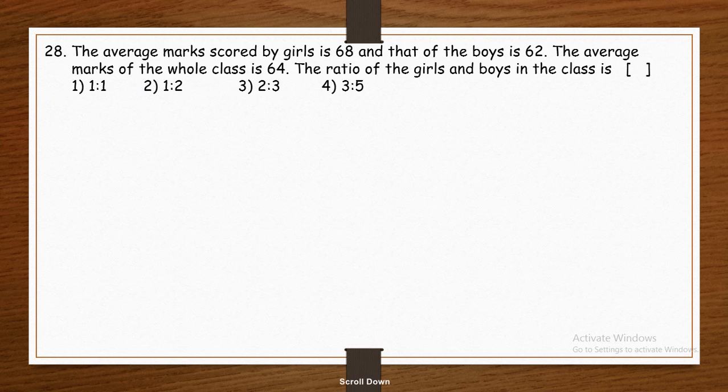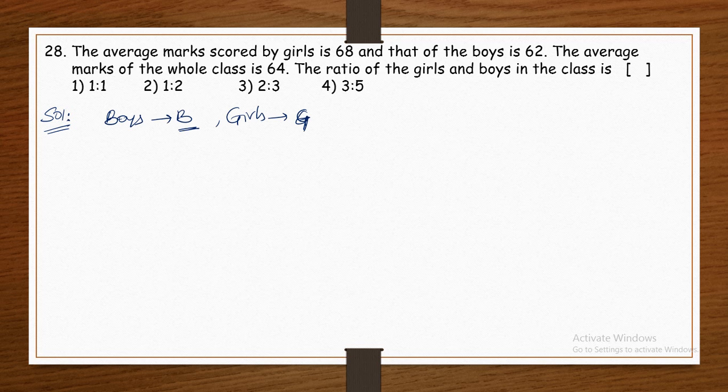Next, moving on to question number 28. The average marks scored by girls is 68 and that of boys is 62. The average marks of the whole class is 64. Then the ratio of girls and boys in the class is. So here he did not mention the strength of the class. So suppose I consider the number of boys as B and the number of girls as G.